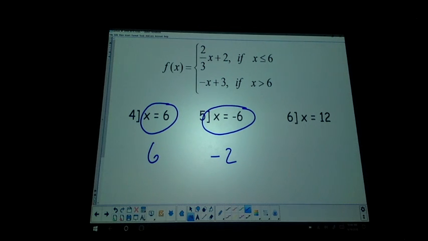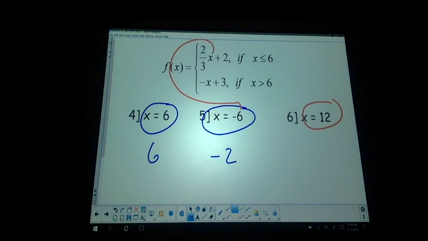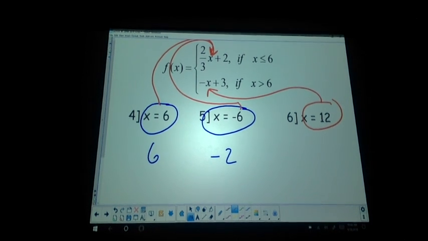Plug it into the equation. I just take this and plug it in right here, and I take this and plug it in right here. Then I take this and plug it in right there. So then I get negative 12 plus 3 is negative 9. Making sense? Pretty easy. Any other slides I have to worry about?